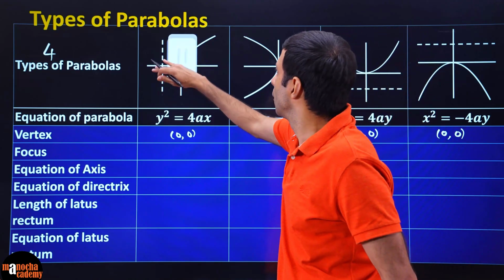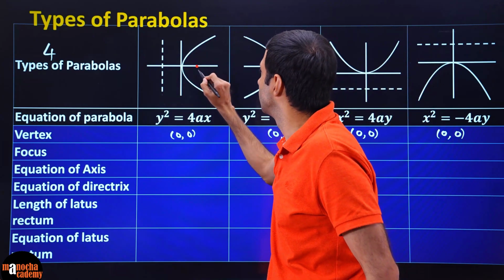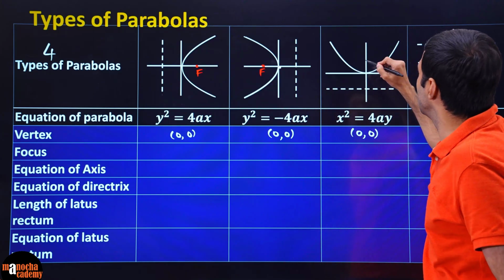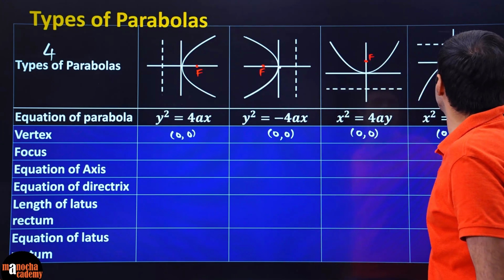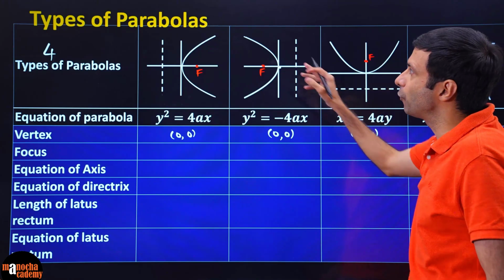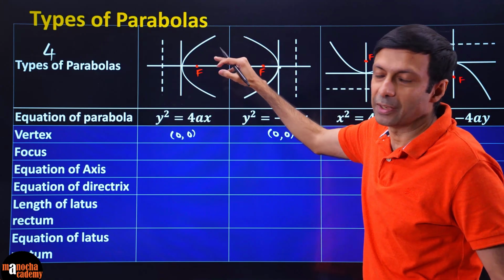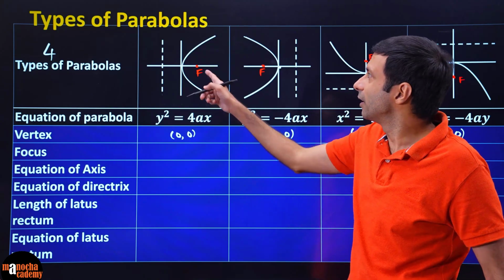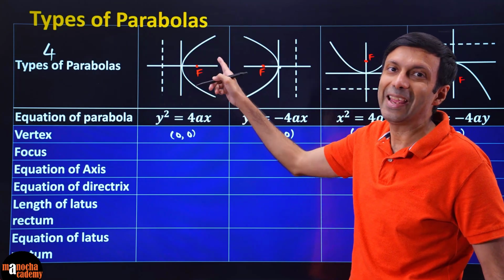In the right-handed parabola, focus lies here. In the left-handed parabola, you know the focus lies here. Upward parabola, it lies here. And downward parabola, it lies here. Remember, focus always lies within that curved part. So can you guys tell me the coordinates of the focus? So what were we taking at? This focus will be a, 0.